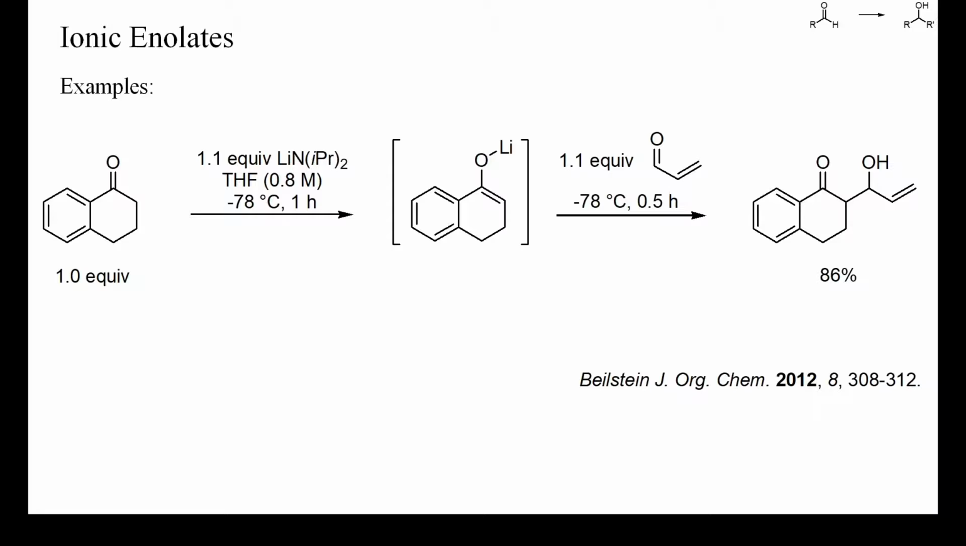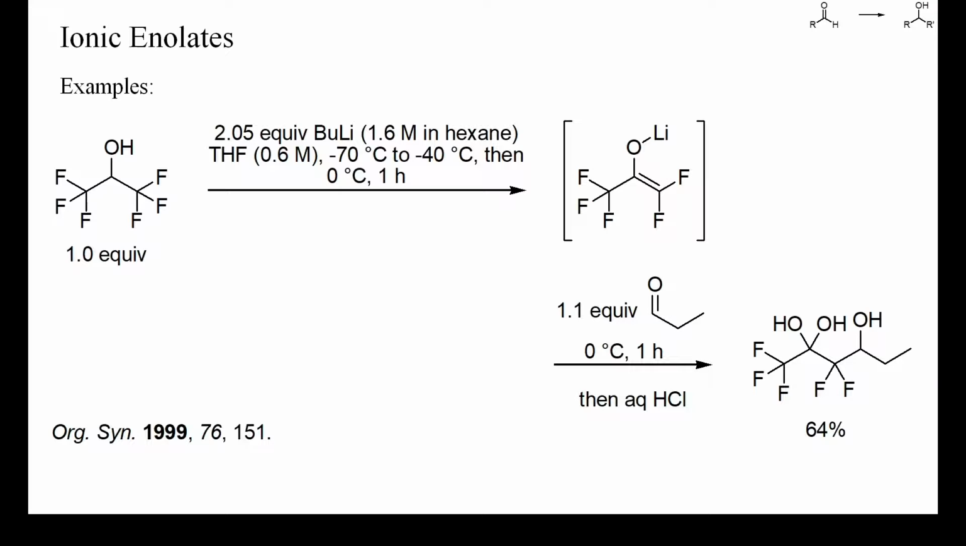In this example, acrolein was added to the lithium enolate of 1-tetralone. Despite the high electrophilicity and good steric accessibility of carbon-3 in acrolein, a clean 1,2 addition occurred. Ketone enolates can also be prepared from 2-haloalkanols by hydrogen halide elimination, as shown here. The fluorinated enolate added to propanal in the expected way and yielded a fluorinated secondary alcohol. Fluorinated ketones are highly electrophilic and tend to form stable hemiacetals or hydrates, as was the case here.